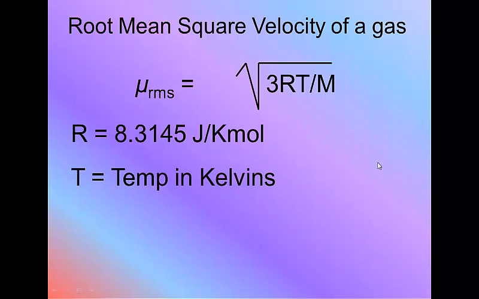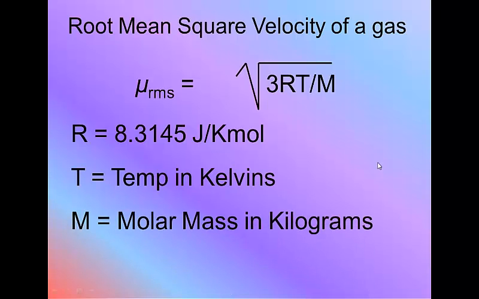Temperature in kelvins, that's been the gospel since we started this chapter. Now here's the kicker. Molar mass in kilograms. Okay? And I'm going to explain why. Units for root mean square velocity are meters per second. Velocity, speed, distance over time. In the metric system, distance over time, meters per second. So root mean square velocity is meters per second.